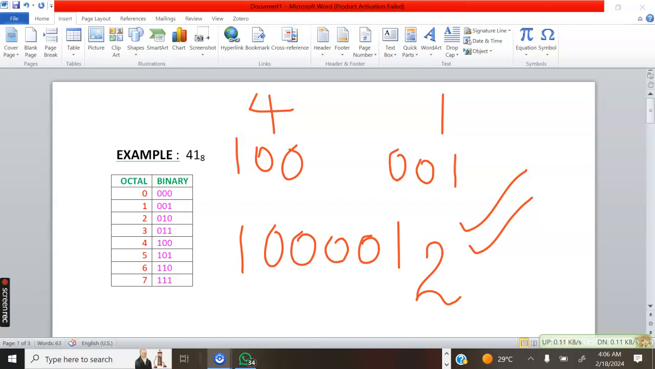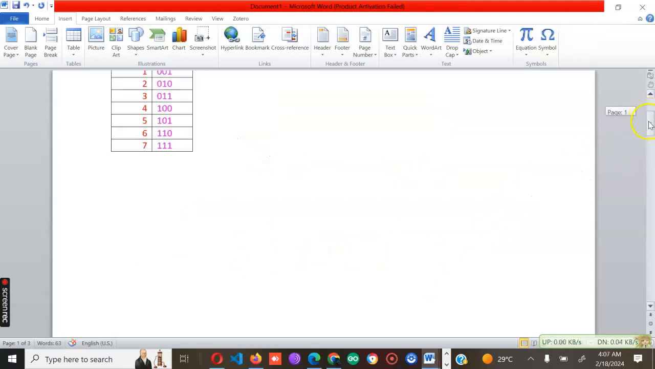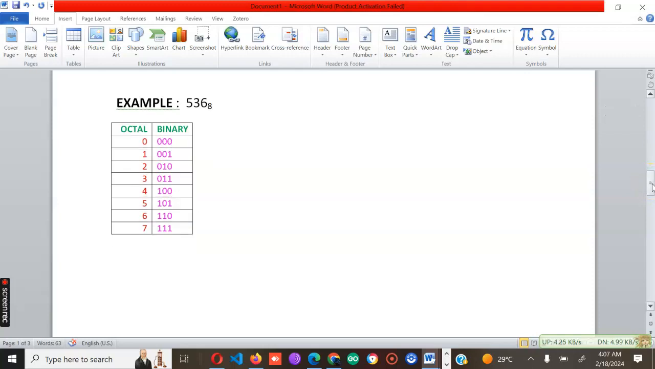Okay, let's move to the next part. Example 2, we have 536 base 8. I will give you maybe 2 seconds, maybe you can give it a trial, then we can do it together. So remember the rules. You write down the number, you obtain the binary equivalent of each digit in 3 bits below the digits, and lastly you combine the binary numbers and write the answer in base 2. That is the best way to convert your octal to binary.